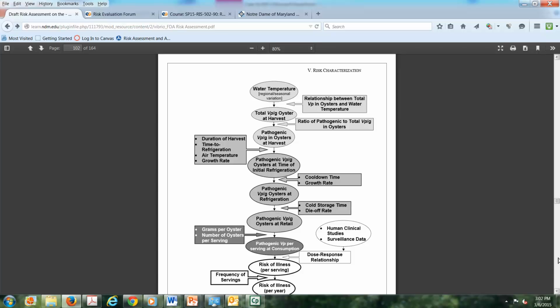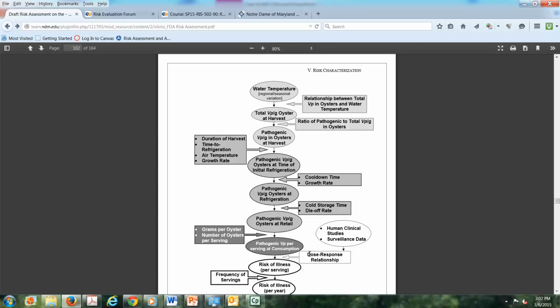So, for example, in this Vibrio model, beginning with water temperature and all of these steps down through and including the number of pathogenic Vibrio parahemolyticus per serving at consumption, all of these steps are part of the exposure assessment. They are explaining what needs to happen in order for a person to become exposed to a pathogenic Vibrio parahemolyticus microbe when they eat oysters. So the shaded symbols are all part of the exposure assessment.